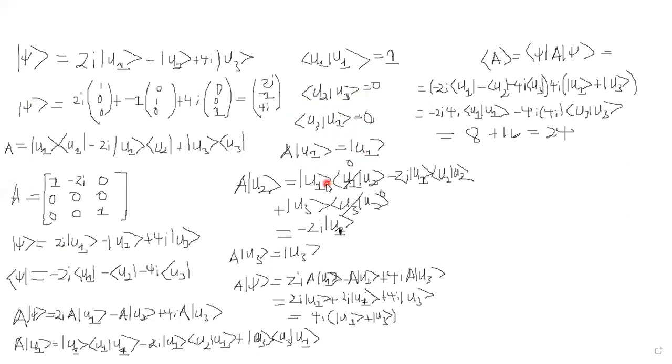Now we do the same thing for U2. You see the U1 and the U2 makes that 0, and this U3 and U2 makes that 0. But U2, U2 is 1. So the answer to operation A on the U2 basis is a negative 2i U1.